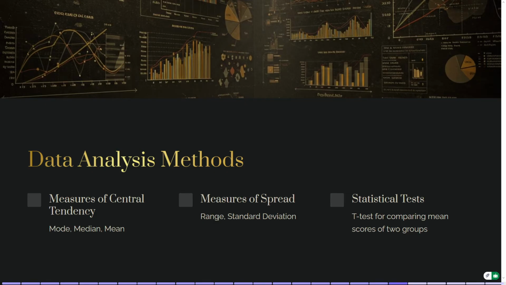So measures of spread talk about range and standard deviation. Range is, for example, the highest and the lowest. So what is the range of the scores in mathematics?